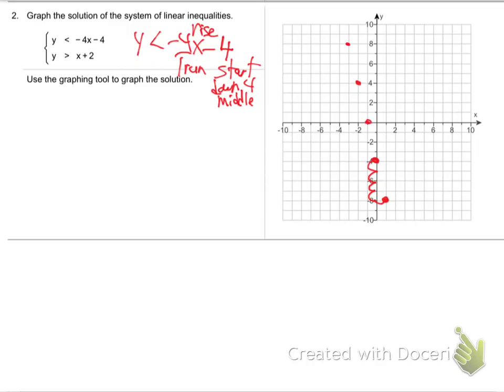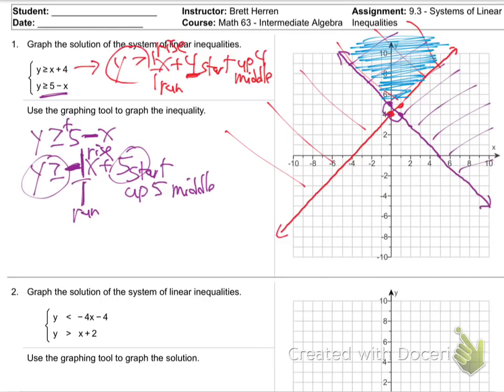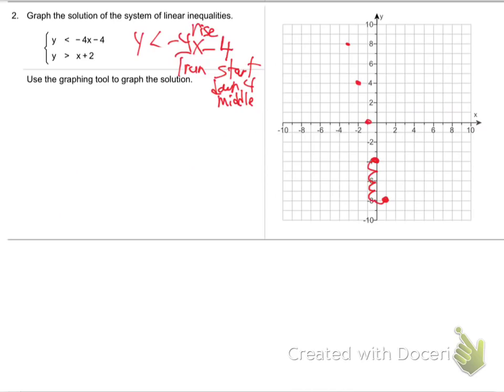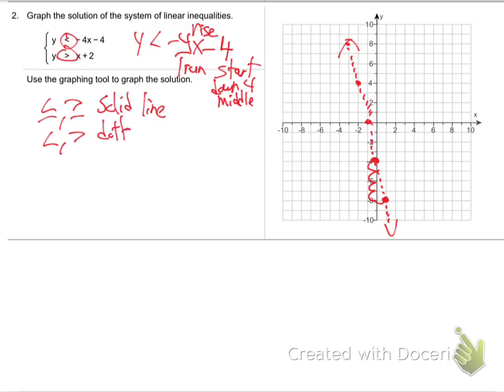If they have a solid bar, if it's less than or equal to, then you make it a solid line because you want to include the line where they're equal. Like the last one had equals and equals, so we had solid lines. This one, there's no equals on either one, so it's going to be a dotted line. Whoops, I'm not doing that very neatly. Here we go, it's a shaky line for sure. So, again, solid line if it has greater than or equal to, and if it just has greater or less, it's dotted.